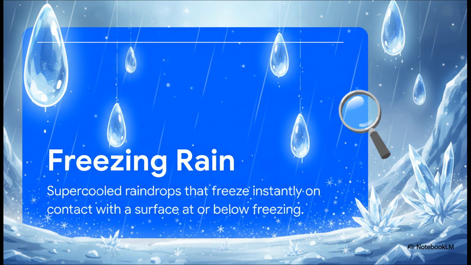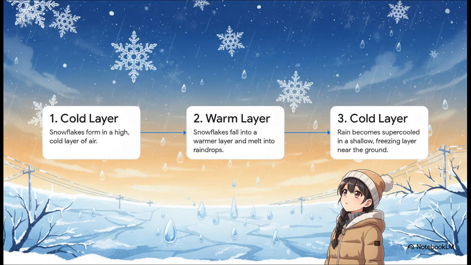We're not talking about snow. We're not even talking about sleet. We are talking about freezing rain. And what that means is it's liquid rain that is actually colder than freezing. They call it supercooled, and it's super unstable. It's just waiting to touch something. So how does this even happen?